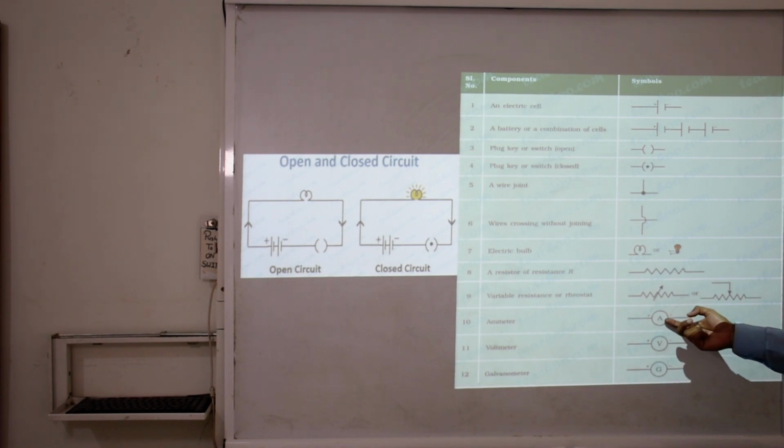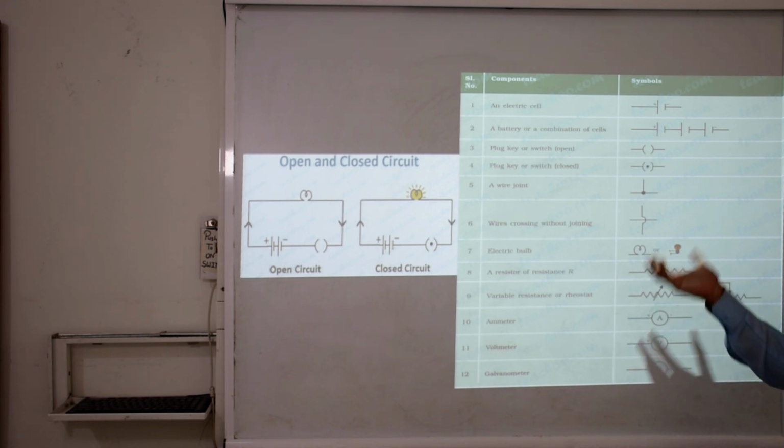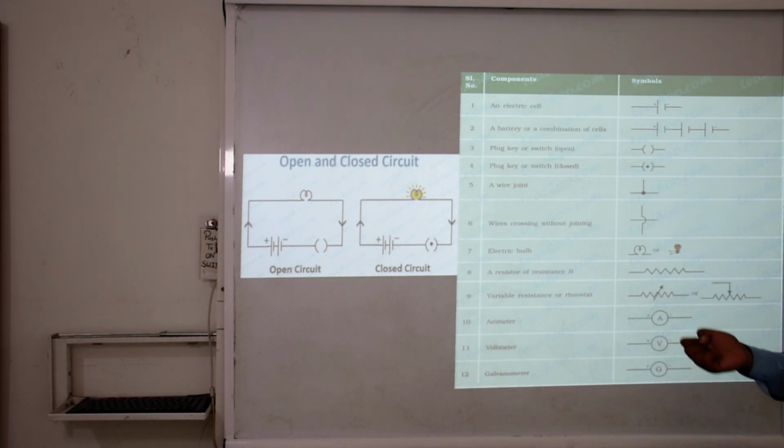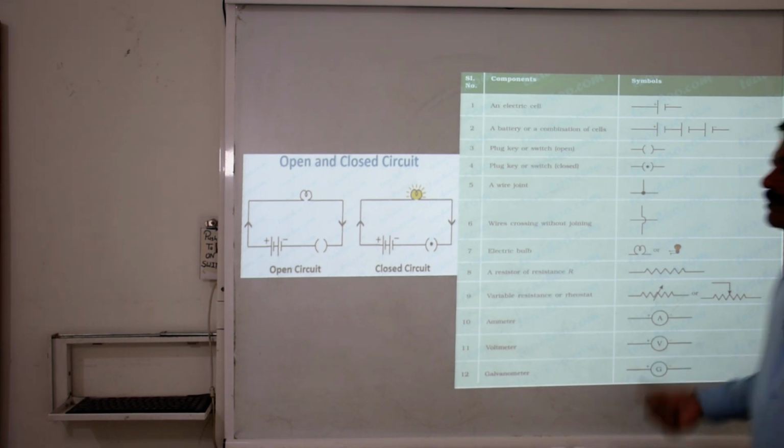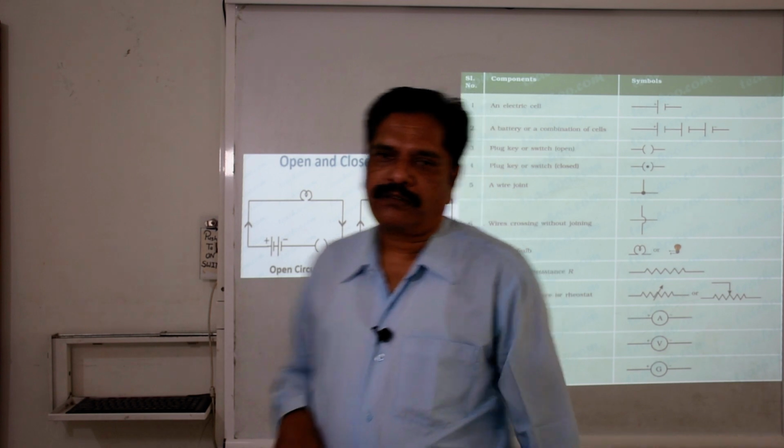This is the ammeter, having two terminals, positive and negative. This is the voltmeter, again having two terminals, positive and negative. The positive terminal is always connected with the positive terminal of the cell or battery, and negative with the negative side. Clear? This is the galvanometer, which is represented with the capital G, again having positive and negative terminals.